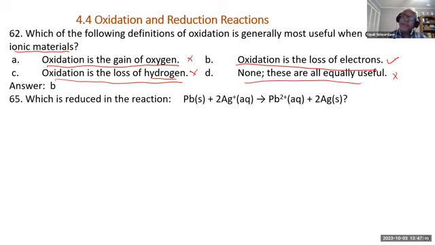Loss of electrons, we said, is oxidation. Reduction is gain of electrons. LEO says the lion, GER.